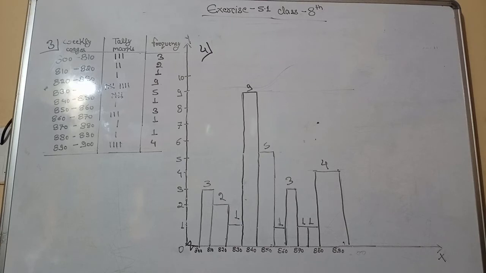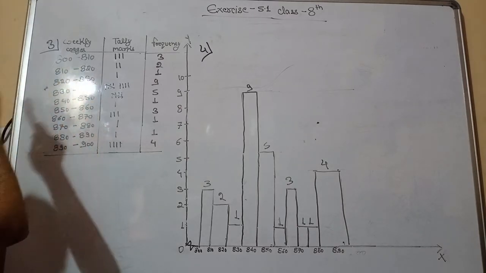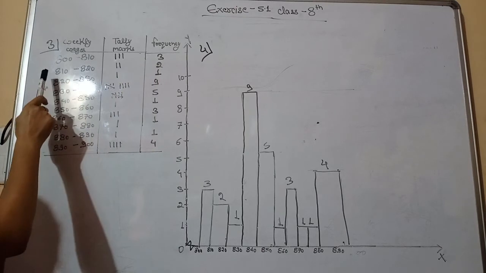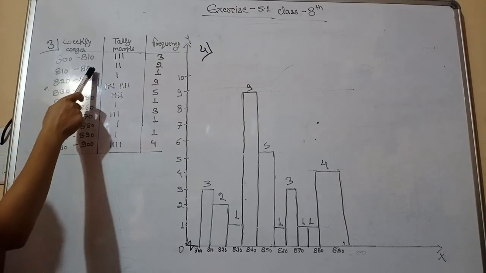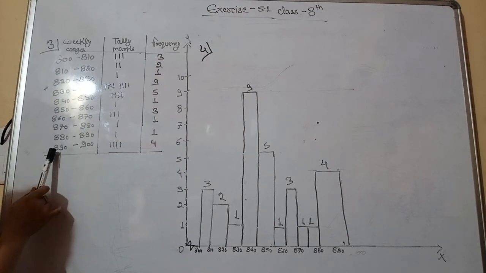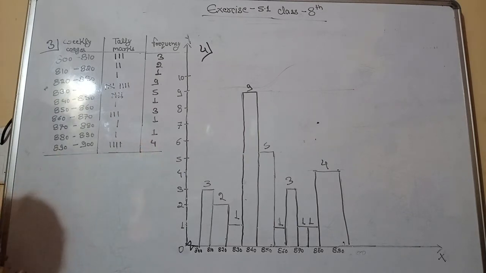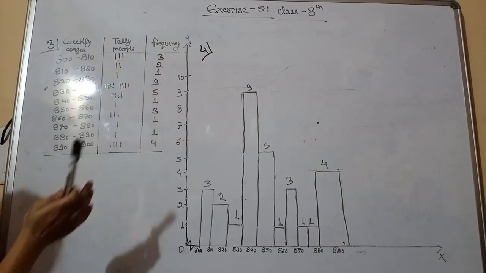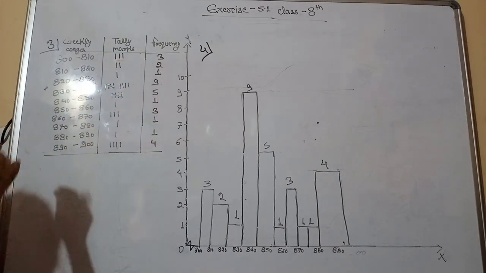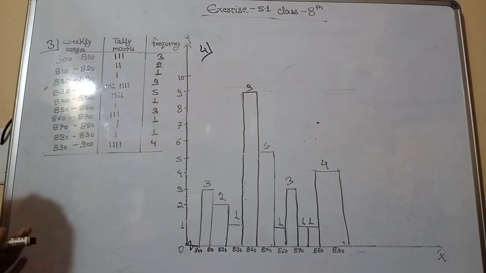then 810 to 820. So after counting this data I have calculated that between 800 and 810, how many workers are working? 3. Same for 810 and 820, how many workers are working? 2. And between 890 and 900, how many workers are working? There are a total of 4 workers. So by counting the number of workers working between the given wages, we get this. And these are the tally marks according to that.